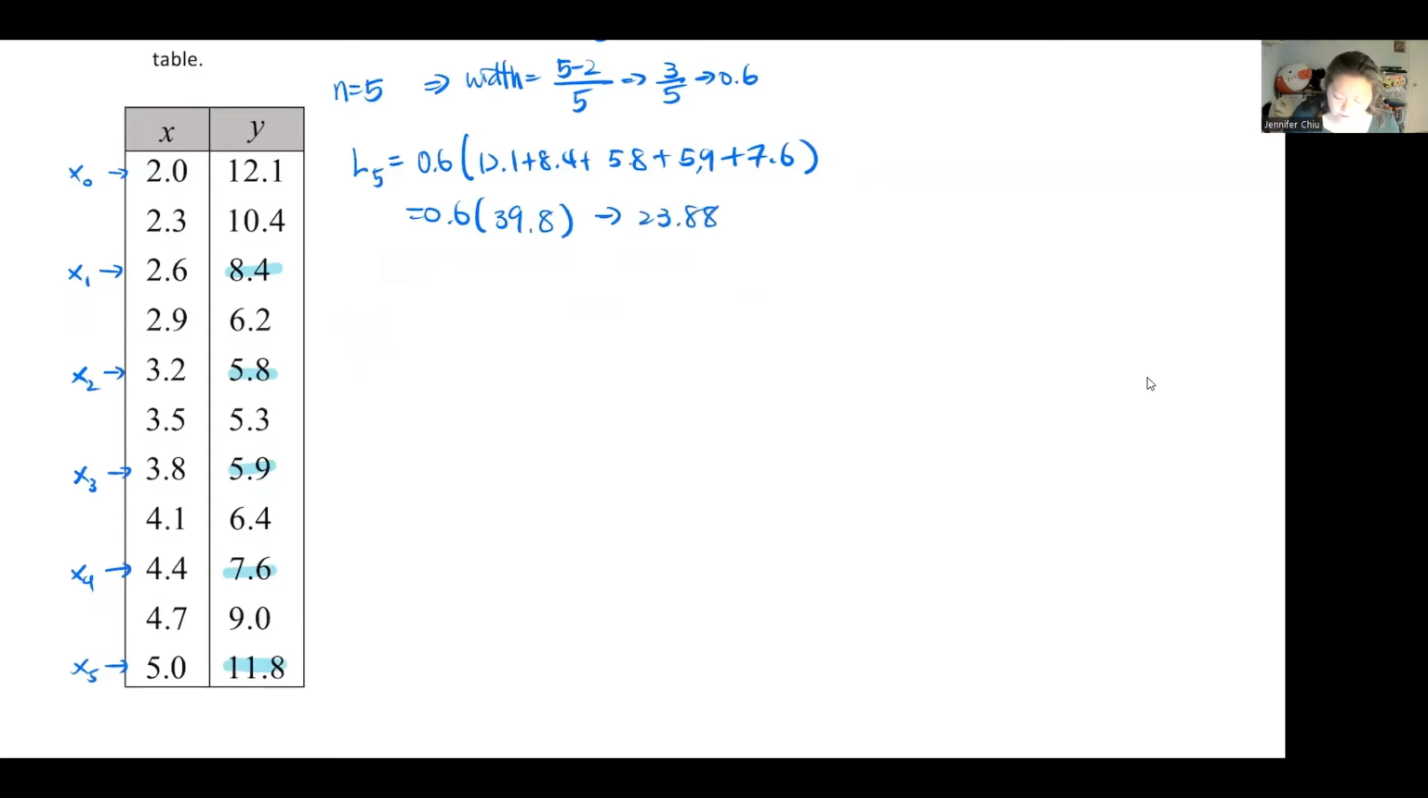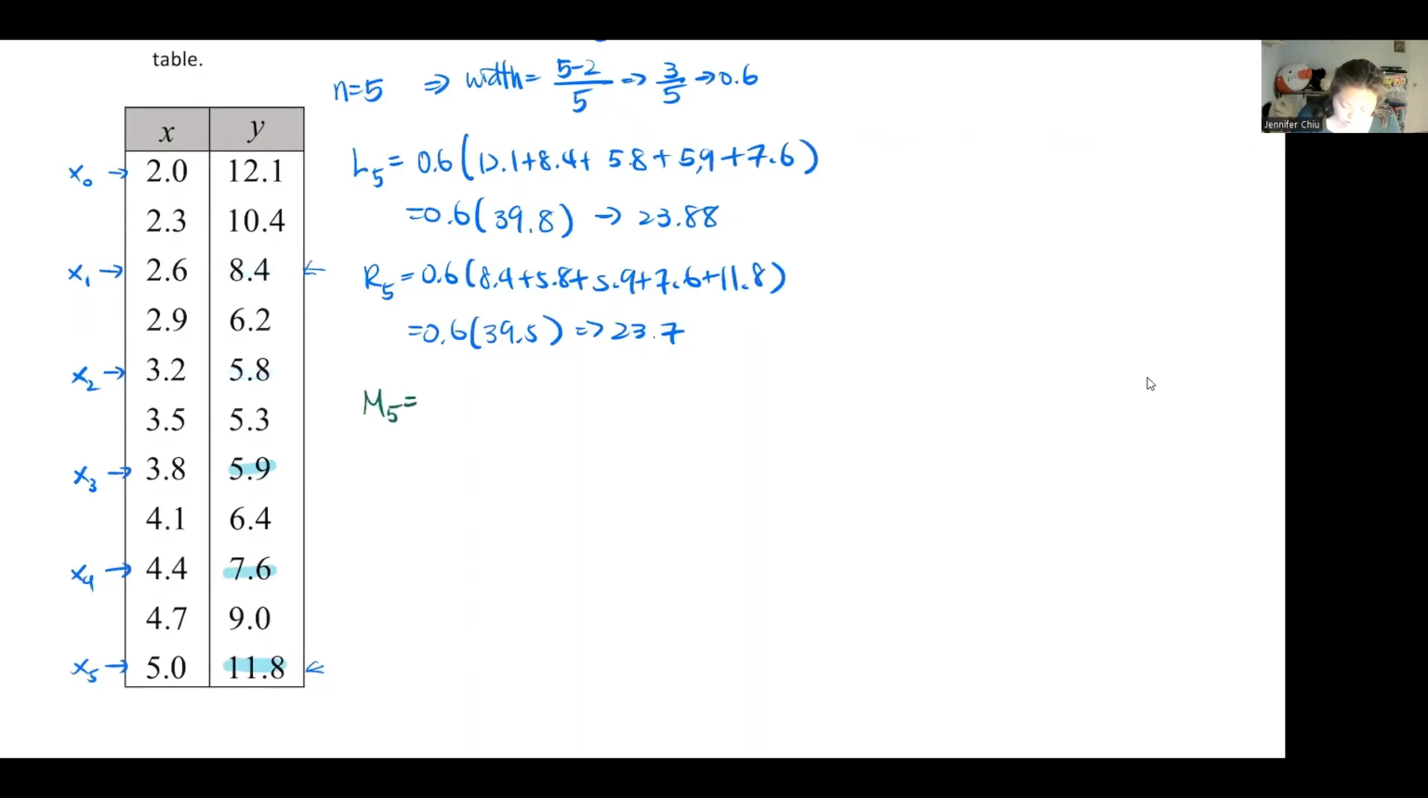Okay, so then for RRAM, remember, we don't want to take the first one. We want to take all the y values starting at the second and going all the way to the last one. So RRAM will be 0.6 times 8.4 plus 5.8 plus 5.9 plus 7.6 plus 11.8. Again, if you had written all of it out, you could have used your 39.8, subtract the first value, and add the last one to get 39.5, and then multiply by 0.6, I get 23.7 as my RRAM estimation.